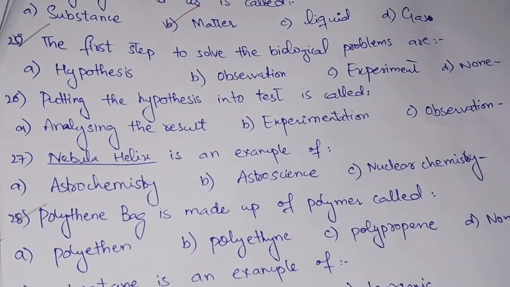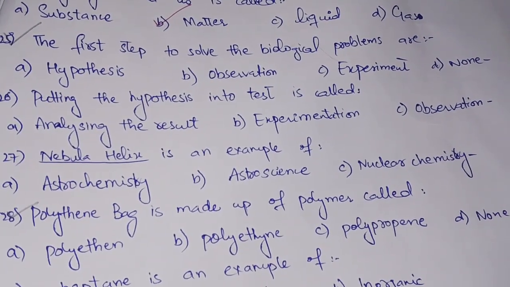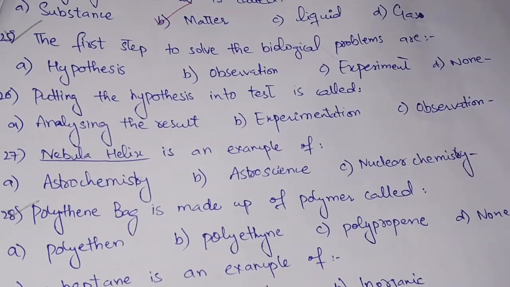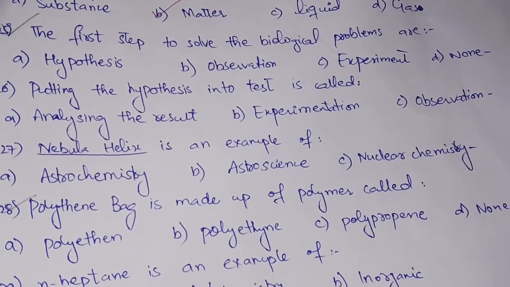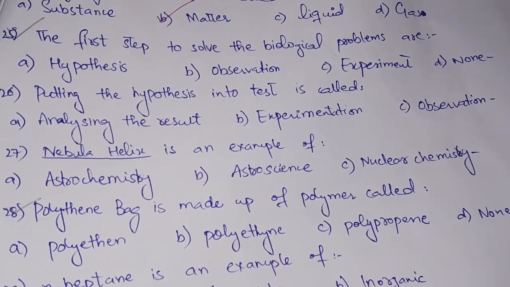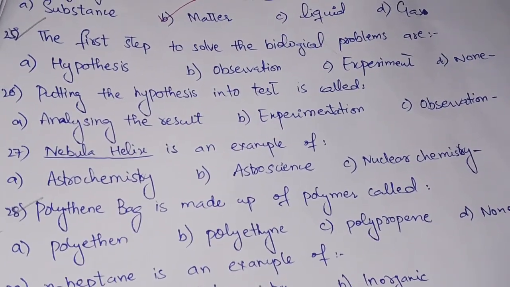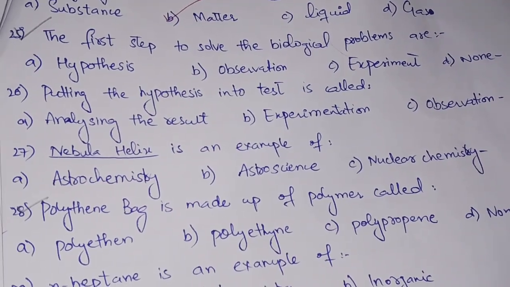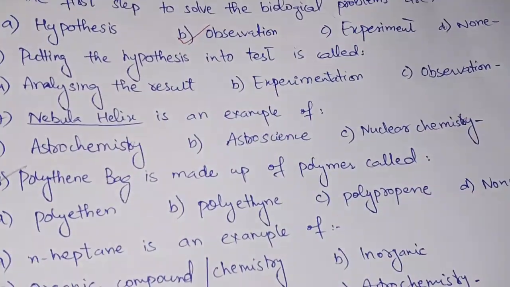The first step to solve biological problems is option A hypothesis, option B observation, option C experimentation, and D none of these. When we have a biological problem, the first step is observation. We have to observe that thing, and then we go for the hypothesis and the experiment. So option B is the correct option.